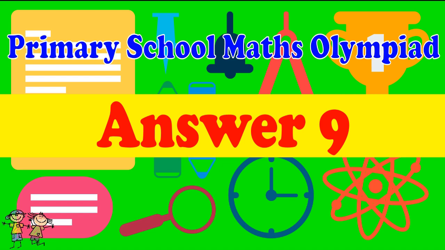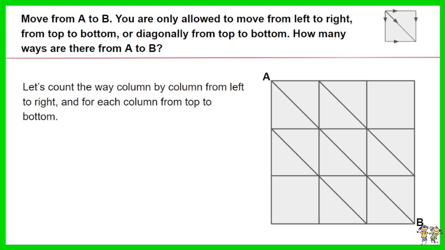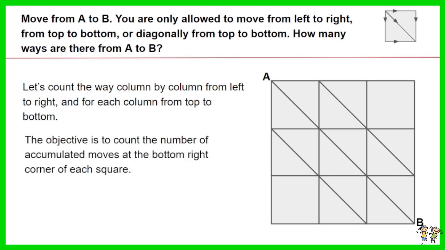Answer for question 9. Count the number of ways, column by column from left to right, and for each column from top to bottom. The objective is to count the number of accumulated ways at the bottom right corner of each square.